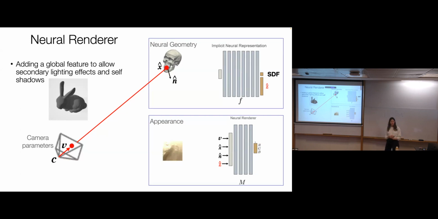The x hat is the surface. What? The x hat input is the surface. It is the surface intersection, yeah, this one. And the normal also is the normal from the intersection point.